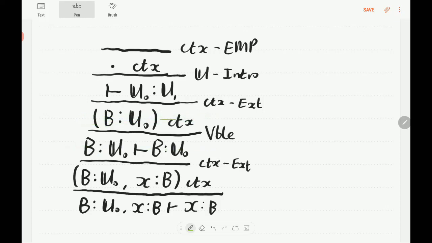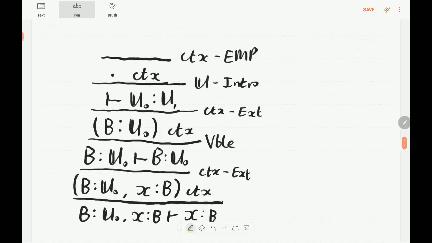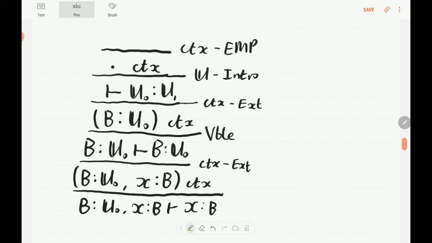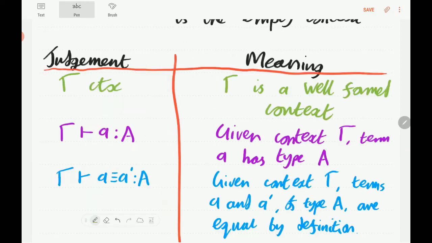So basically the rules are encoded with this horizontal line notation, which says that if the judgments above the horizontal line hold true, then the judgments below the horizontal line hold true. And so we can repeatedly apply rules to show that some starting assumptions infer some other judgment at the end. So, okay, there are basically three different kinds of judgments, okay? This first one we write as gamma CTX.